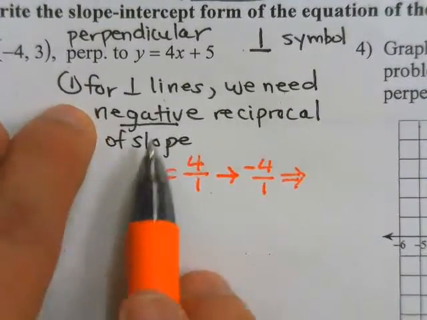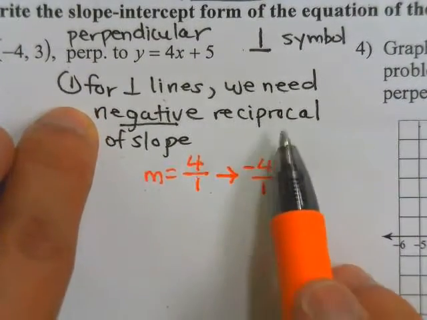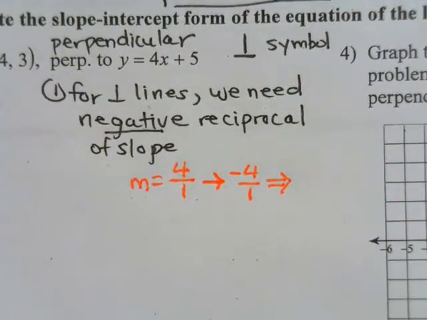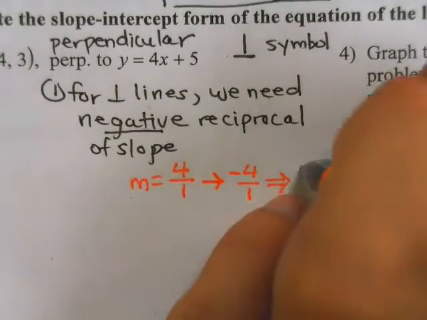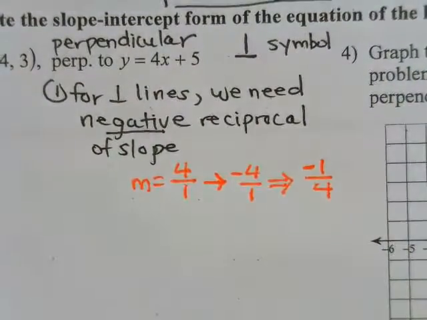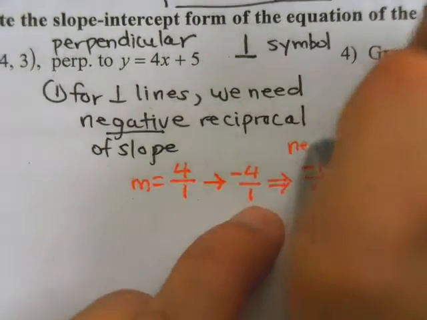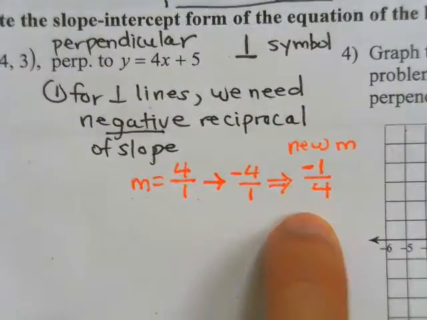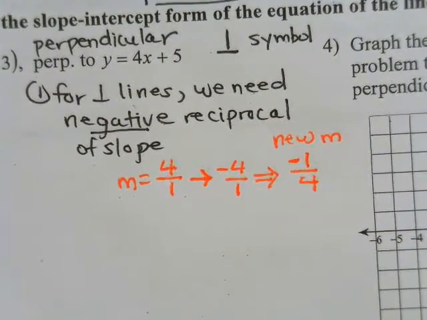Okay, so I'm just following along. Negative. What does reciprocal mean again from your previous courses? Flipping over a fraction. Just flipping over a fraction. So instead of negative 4 over 1, it will just be negative 1 over 4. Keep that negative, you're just flipping the numbers around. So this is your new m, or your new slope, that you're going to use. You're not going to use the 4 because that's going to be a parallel line.